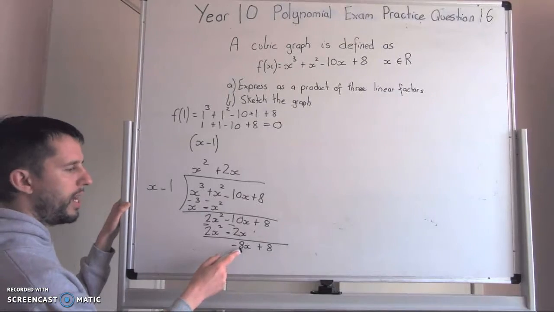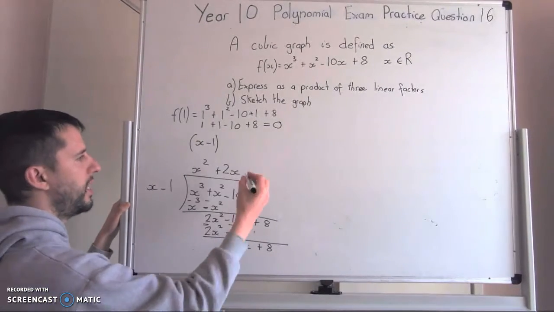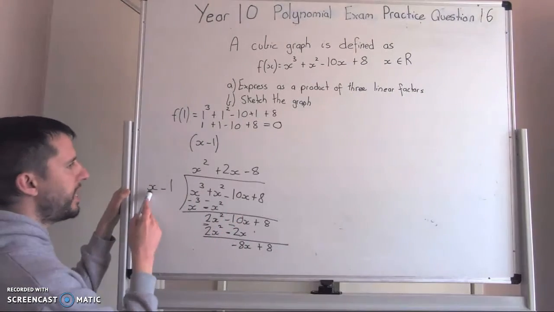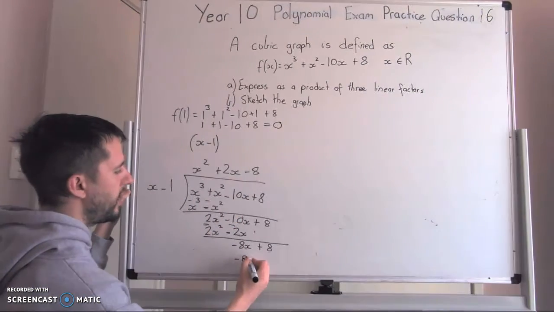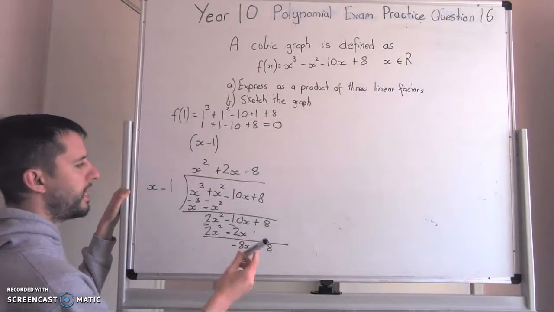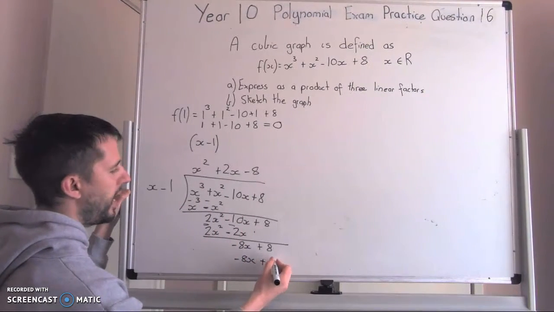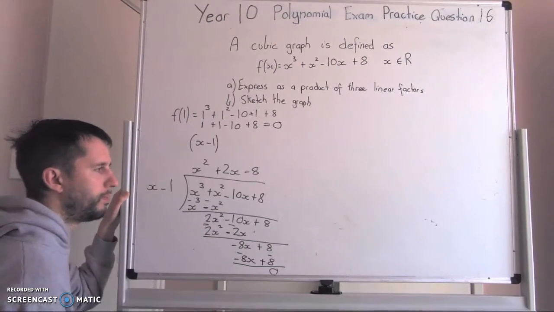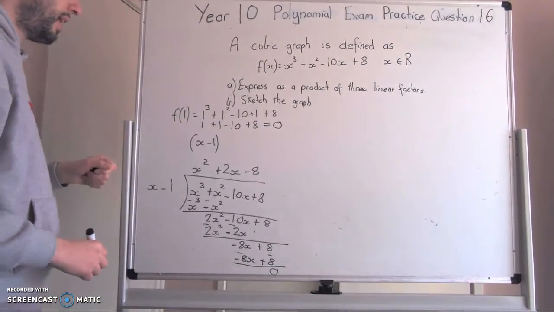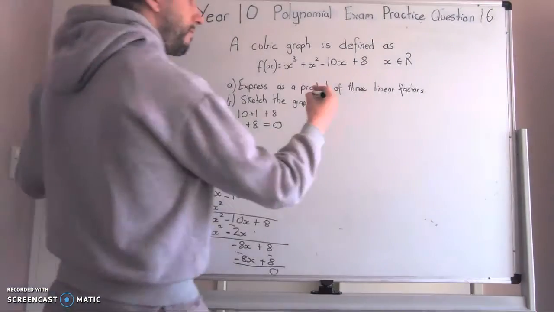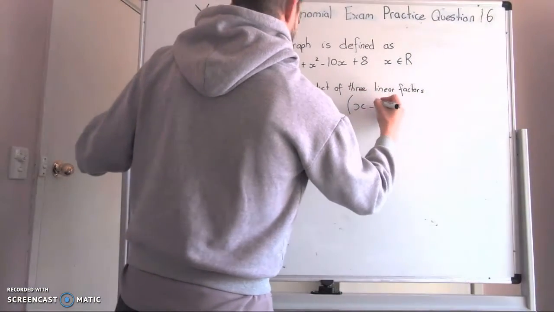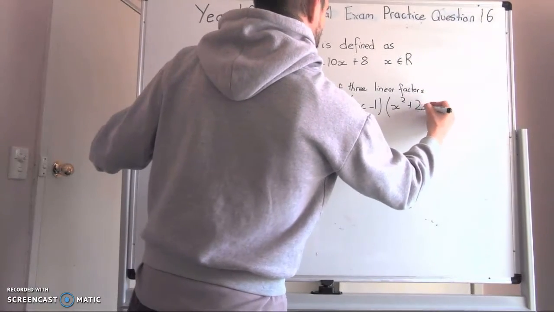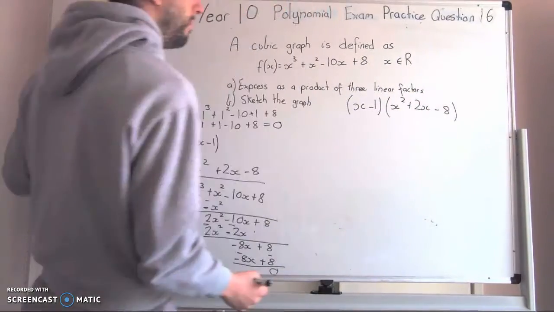Again, I work on negative 8x. I divide it by x, and I get negative 8. I go back the other way. Negative 8 times x equals negative 8x. Negative 8 times negative 1 equals positive 8. If I take both of those away, I am left with 0. That means I have a linear factor and a quadratic factor. So I have x minus 1 and x squared plus 2x minus 8.